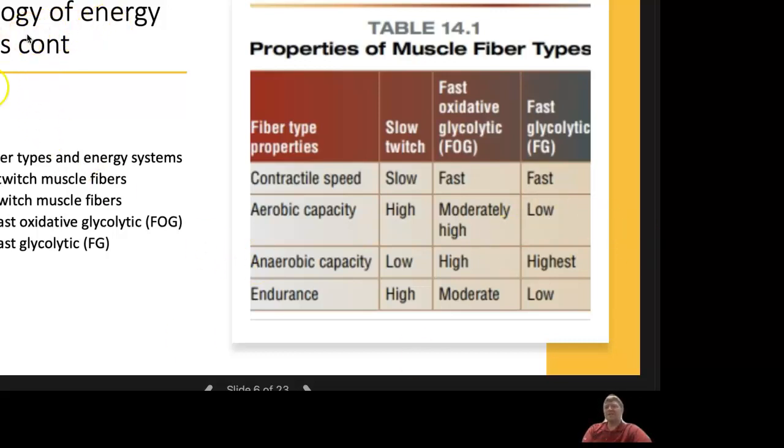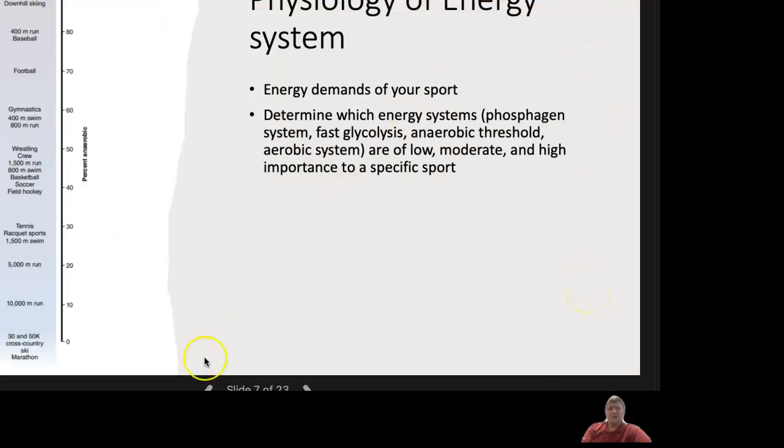So your energy systems, you have your fast twitch and slow twitch fibers. Your fast twitch fibers have a fast oxidative glycolytic system and then a fast glycolytic system. There you go. And then here are the priorities. We've gone over this before with your fast twitch, slow twitch, their aerobic capacities, aerobic, and then endurance. So the physiology of each energy system is going to depend on your sport.